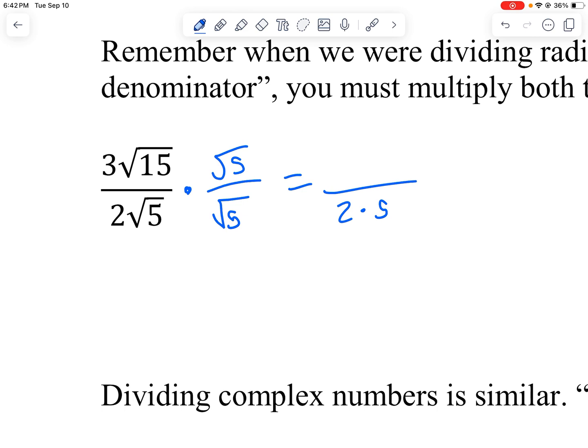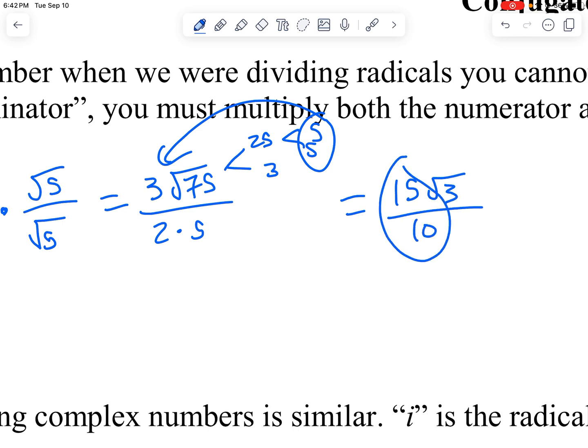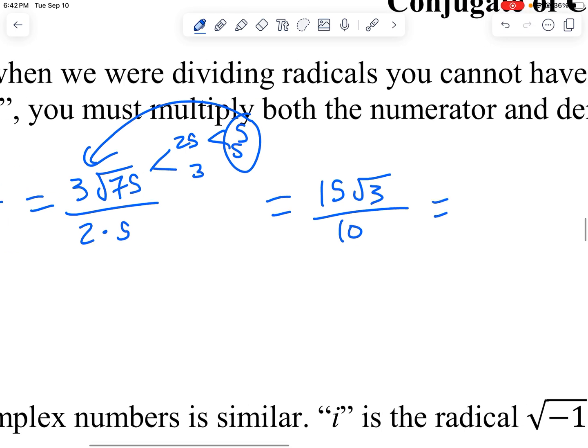And in the numerator, we'll get 3 times root 75, because remember the inside parts multiply together, and then the outside part just stays there. We get this. This does simplify a little bit. You get 25 and 3, and 25 is 5 and 5, and so 5 can come out. And we're going to get 15 root 3 on top, and on bottom we've got 10, and then these can reduce a little bit. 5 goes into both of them, so you get 3 root 3 over 2.